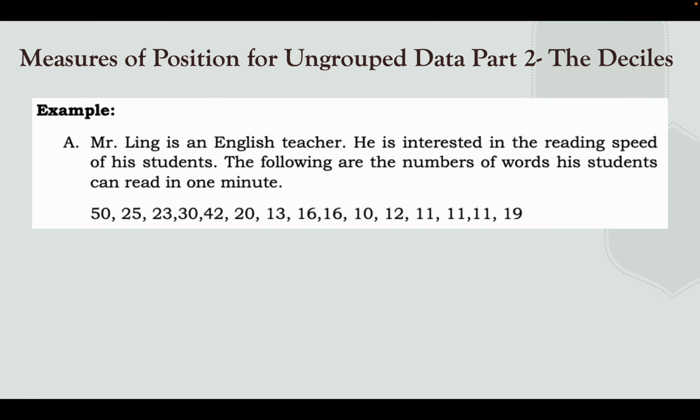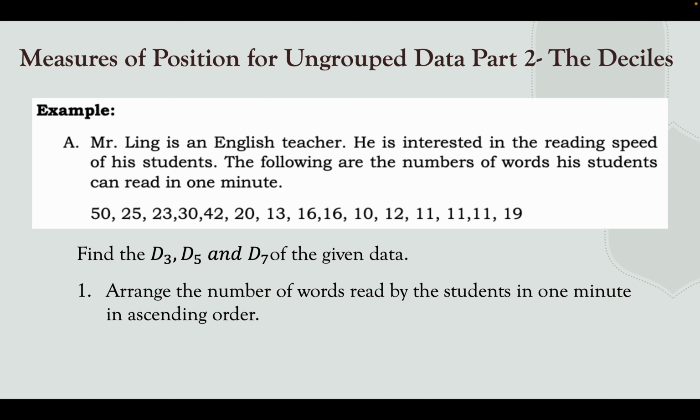For our example, Mr. Ling is an English teacher. He is interested in the reading speed of his students. The following are the number of words his students can read in 1 minute: 50, 25, 23, 30, 42, 20, 13, 16, 16, 10, 12, 11, 11, 11, and 19. Find the third decile, the fifth decile, and the seventh decile of the given data.